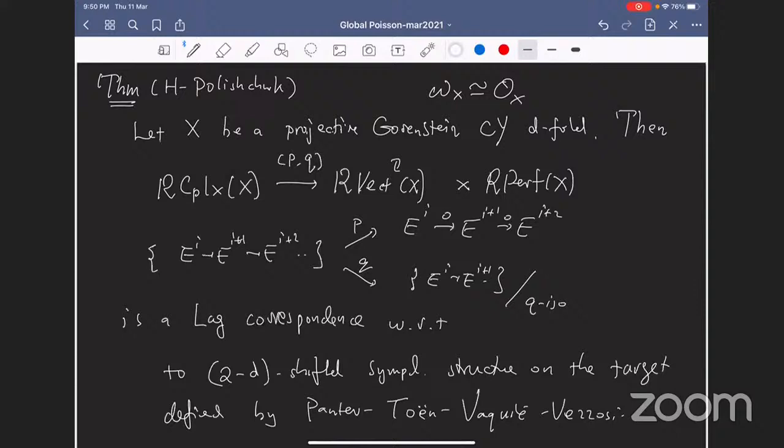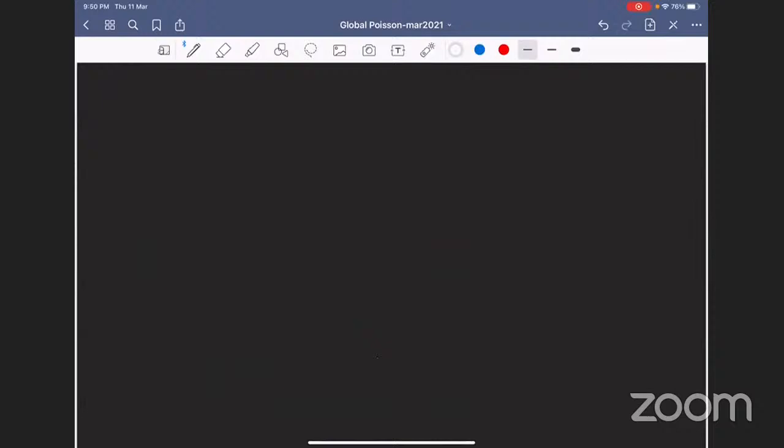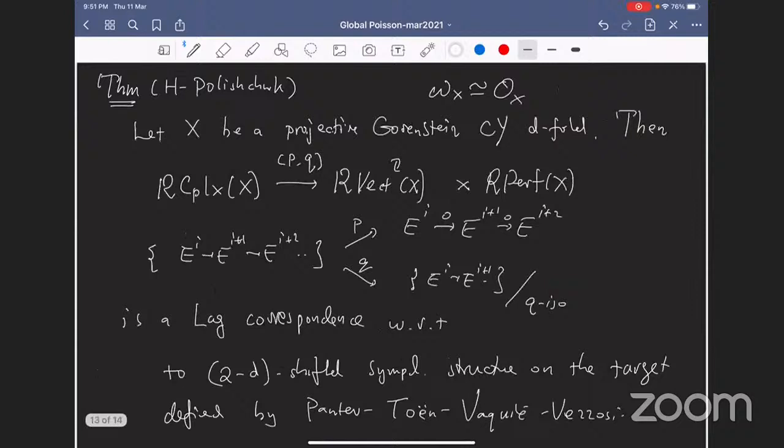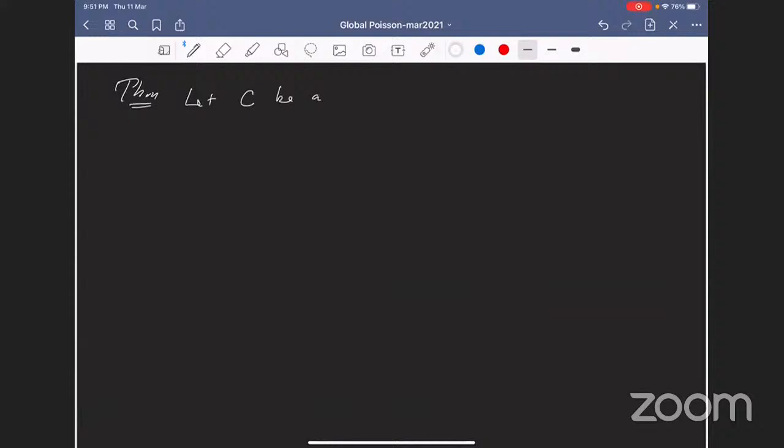Okay, so I haven't talked about Poisson structure. So I want to cheat a little bit, just use an alternative way. I want to avoid talking about the shifted Poisson structure, because eventually in this talk, I only care about classical Poisson structure. So suppose now I restrict the theorem to dimension one case. Suppose C is a complex elliptic curve. Okay, which is of course a Calabi-Yau of dimension one.